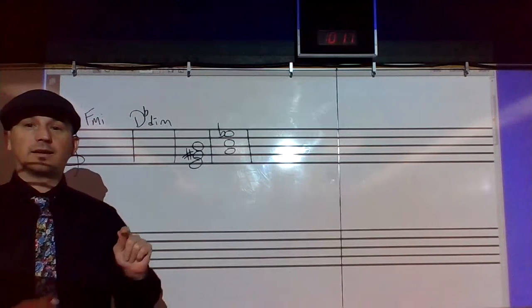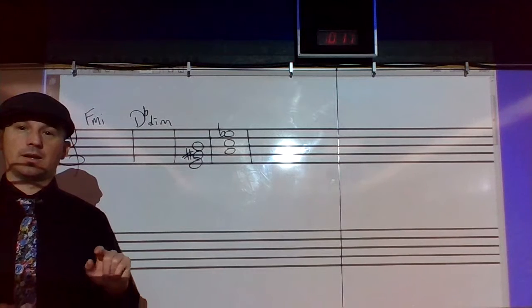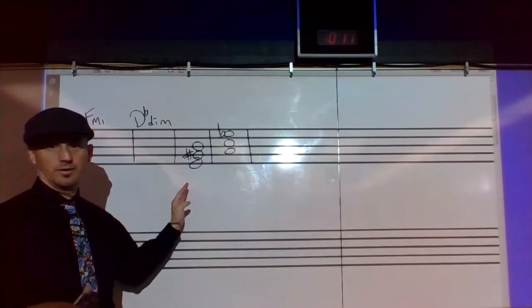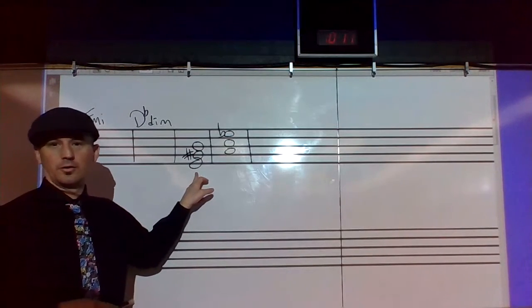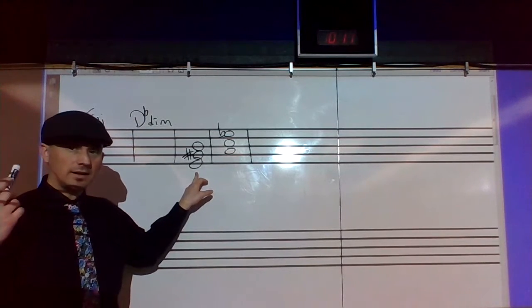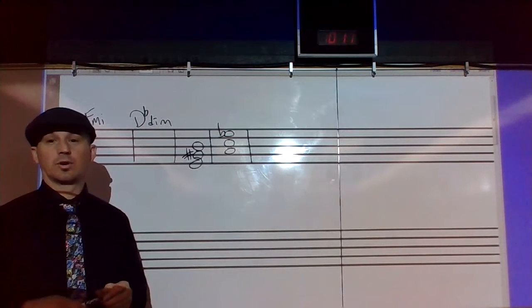Now, the key is to go to the root. Pun intended. You go to the root, which is the lowest note, right? The root, and then the triad tree grows up from there. So you go to the root, and that'll give you your key. In this case, the root is E, and you've got to know your key signatures by now. If you don't, you've got to go back and work on those.